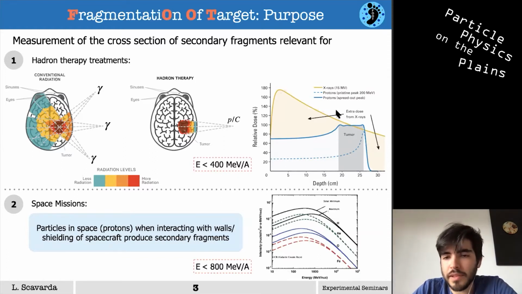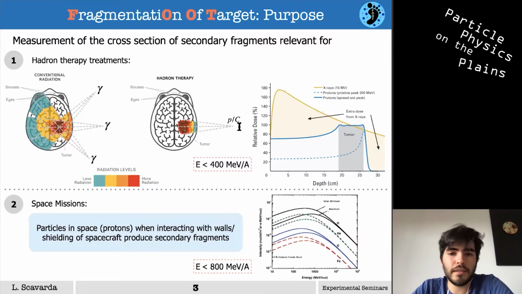With the radiotherapy instead, we have a different profile because we have the maximum of the dose on the surface of the skin. So we can have a lot of advantages with the first approach. But there are also some problems with this kind of therapy.